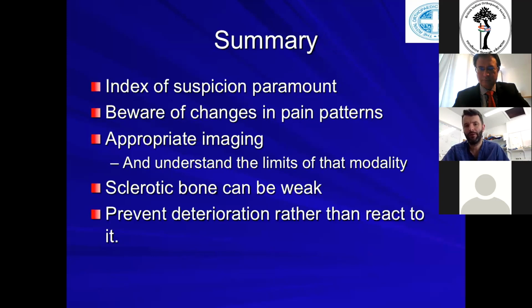In summary, look, have a high index of suspicion for MSCC, and beware of changes in those pain patterns, remembering that a huge number of the population will have back pain at some point during their life. Get the appropriate imaging, but understand that there are limits with that. Remember, just because you've got a sclerotic bone met doesn't mean to say that the bone is actually strong.